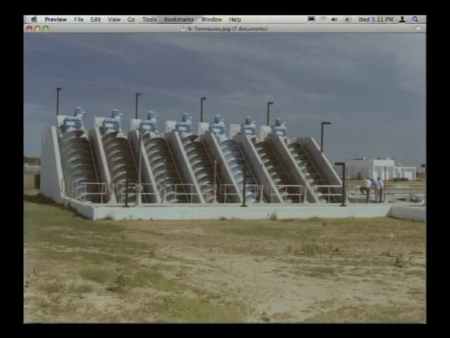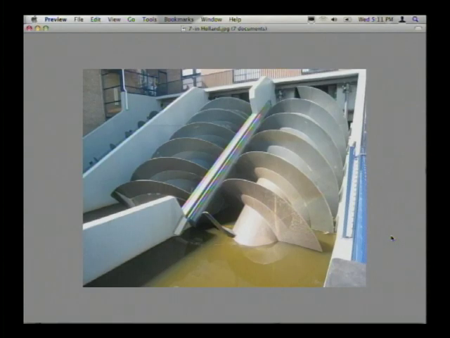This is actually being used in Tennessee. This is part of a water plant, and they use it to pump water up. This is one in Holland, also used to pump what looks like kind of murky water there.